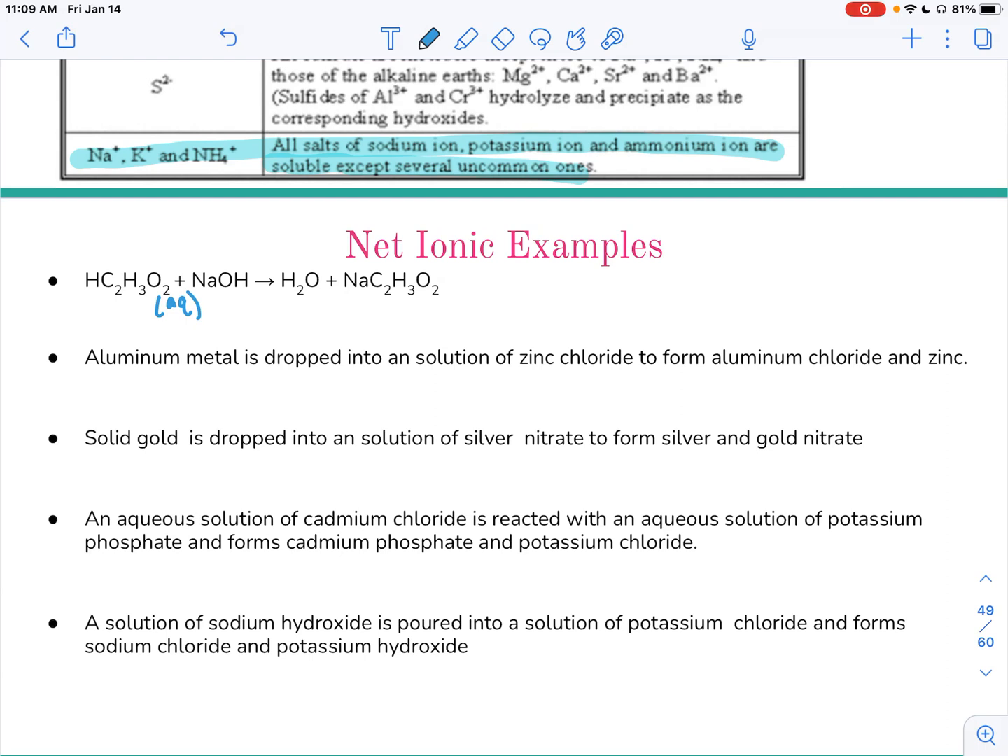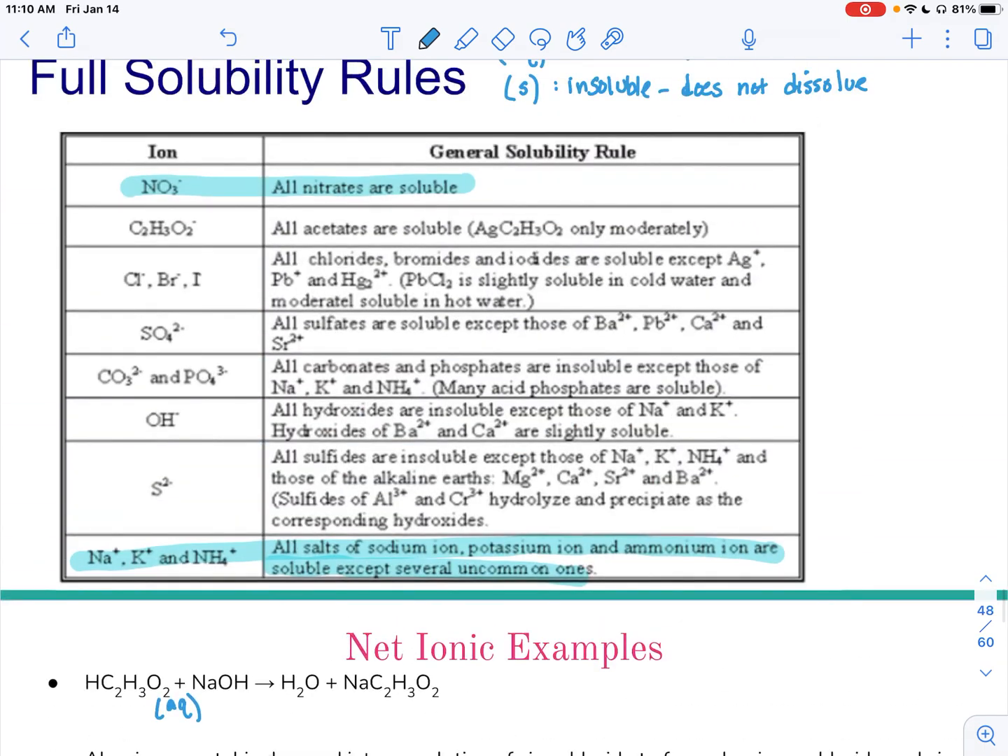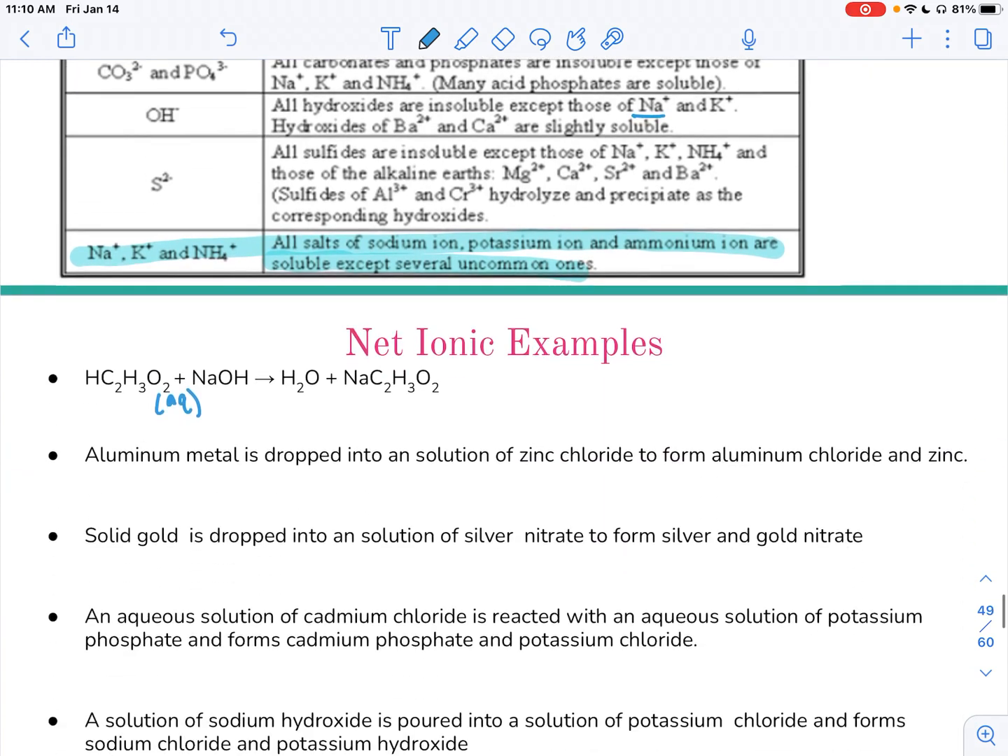Now, sodium hydroxide, you know hydroxides are insoluble, but everything with sodium is soluble. So if you look at the hydroxide rule, it does say Na is soluble. So that's going to be AQ. H2O is a liquid, so that's one of the ones that I was just going to tell you. And then NaCH3COO, sodium acetate, is also going to be aqueous.